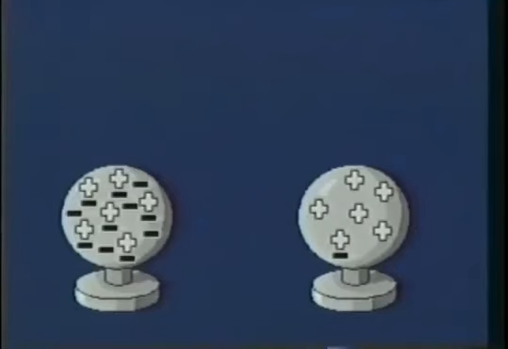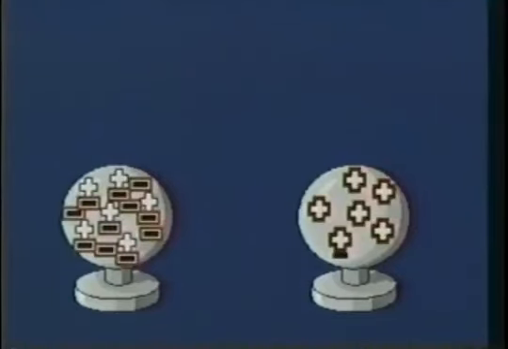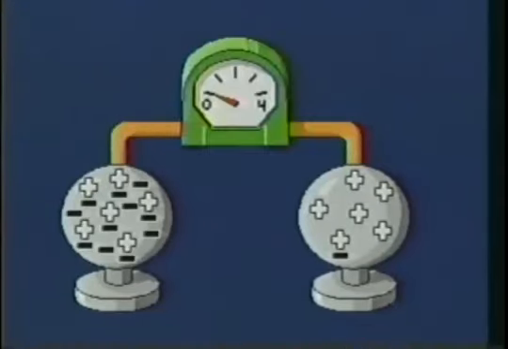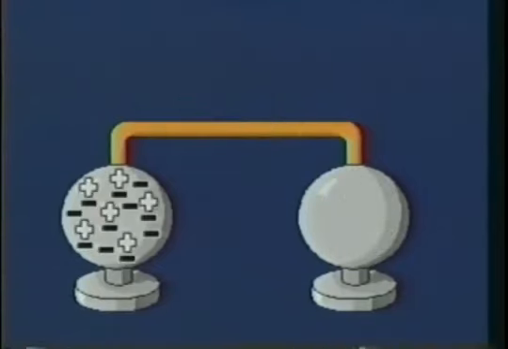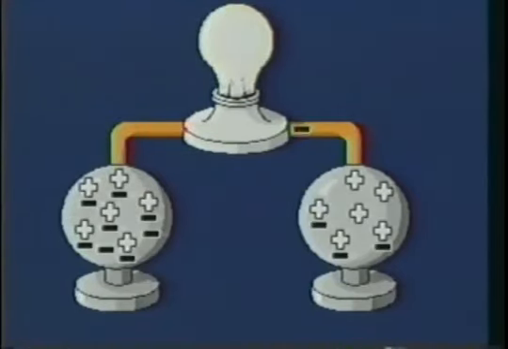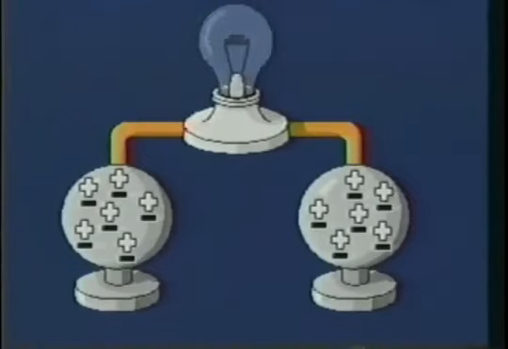Suppose instead we use two metal spheres which are oppositely charged. If we connect them with a conductor and attach a charge flow indicator, we can see that there is a momentary flow of charge, or current. The current produced by connecting two charged spheres might even light up a light bulb for an instant. But as soon as the spheres are neutralized, nothing further would happen.